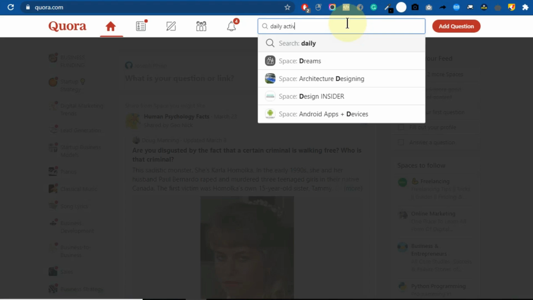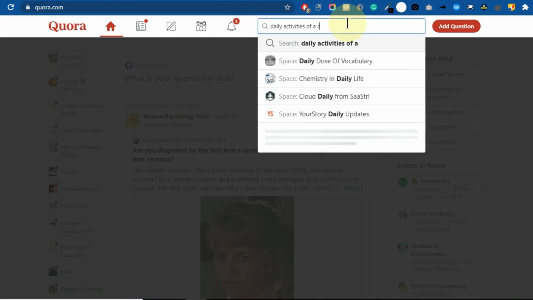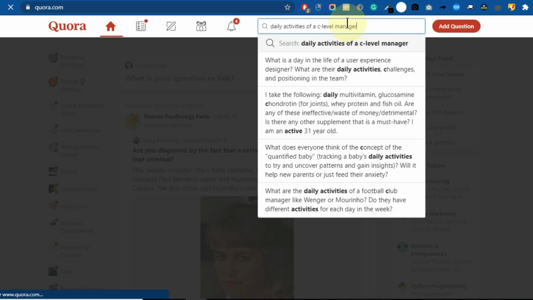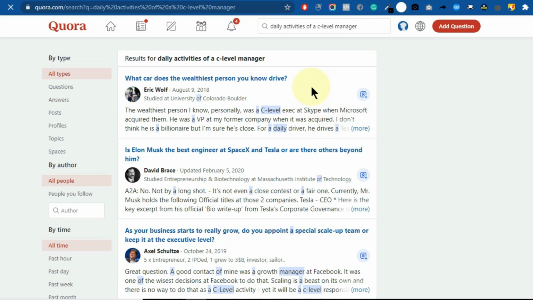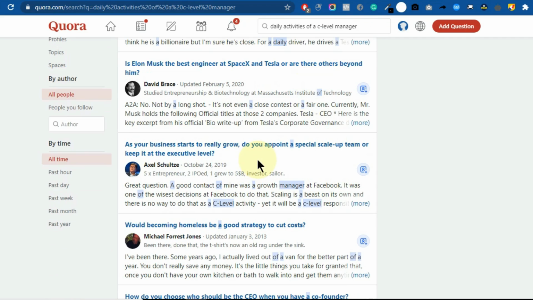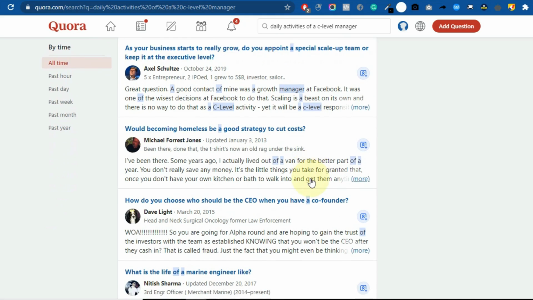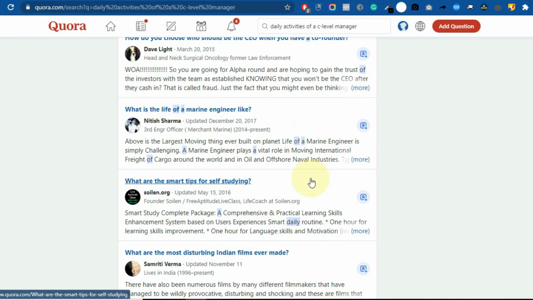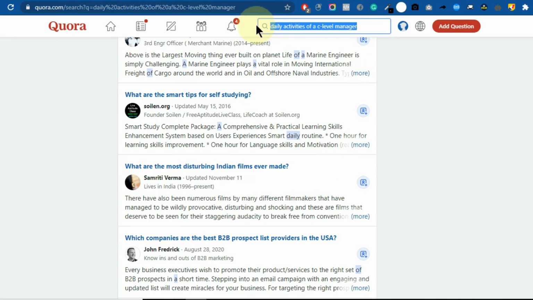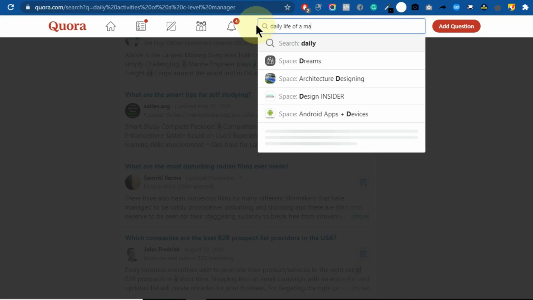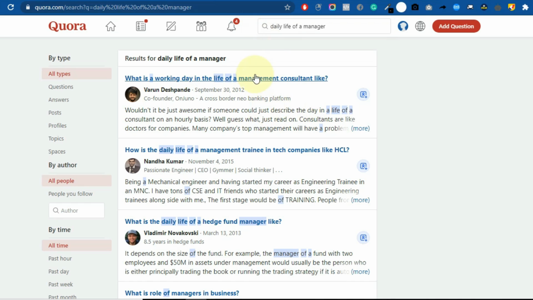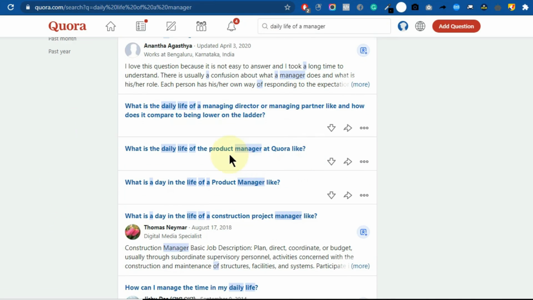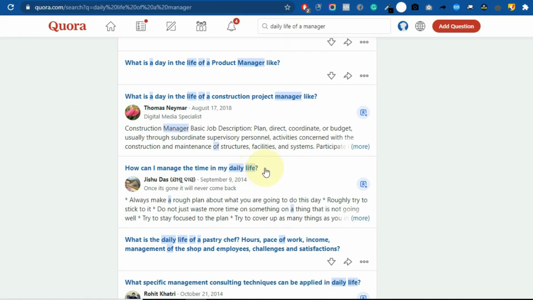Let me see, daily activities of the C level manager. So let's see. And then daily life of a manager. Okay, so by the time we go through it and use other search terms, you'll be able to have adequate information about that.